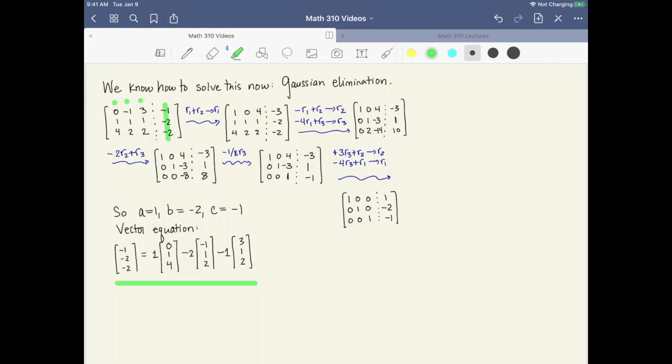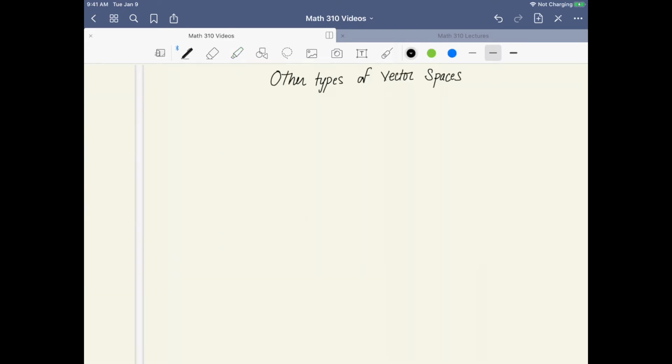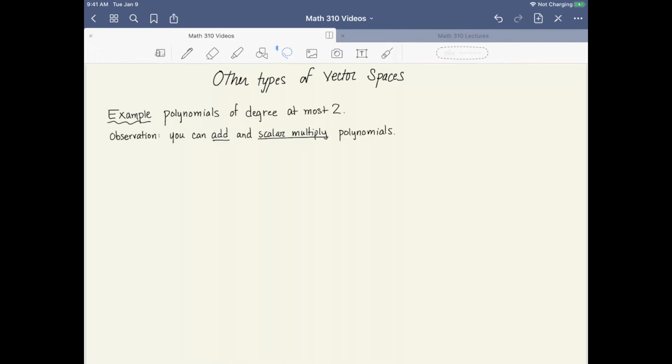And here's another variation of that problem. Here we were asked to write one vector as a linear combination of other vectors, and guess what? We also used Gaussian elimination. Before I define a vector space abstractly, let's look at a single example. Okay, our example will be polynomials of degree at most 2.